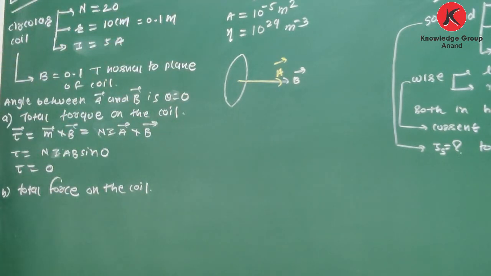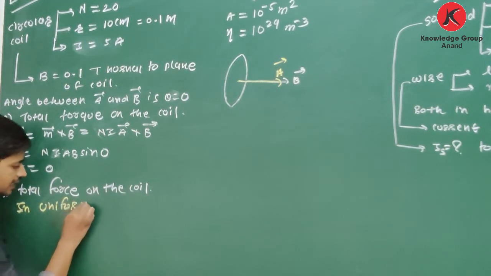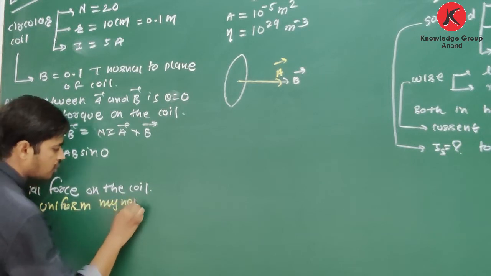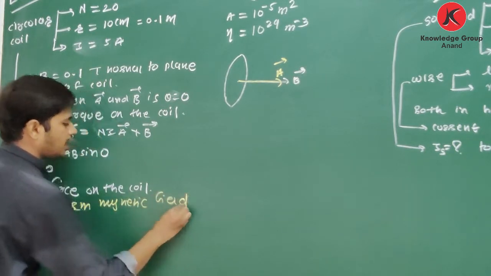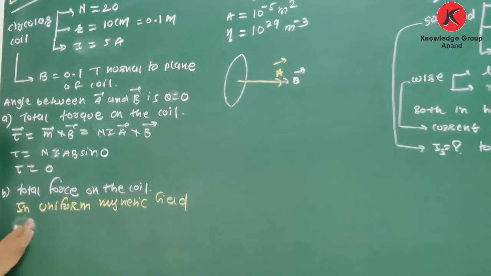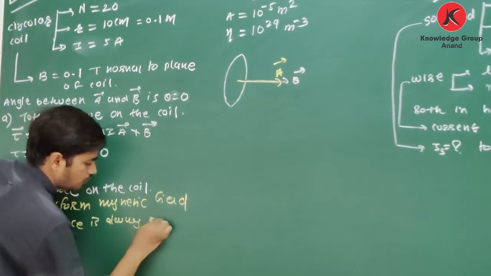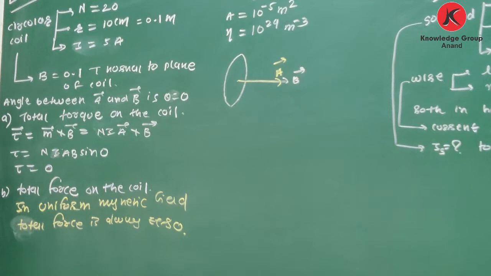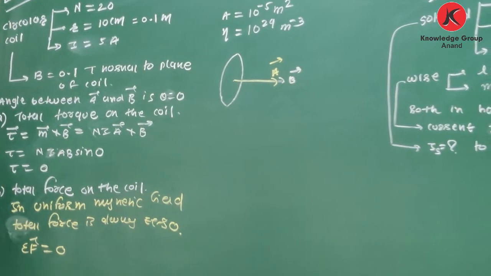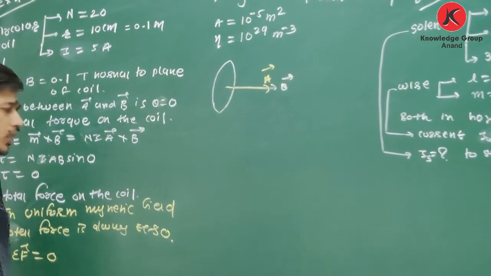So here we have to remember, in a uniform magnetic field, the total force is always zero. Clear about this? So total force sigma F is equal to 0. Remember this point. In a uniform magnetic field, total force is always 0. Now, question C. What is question C?